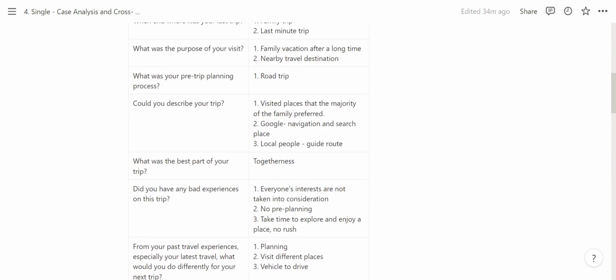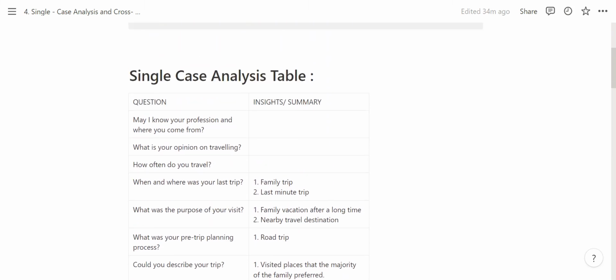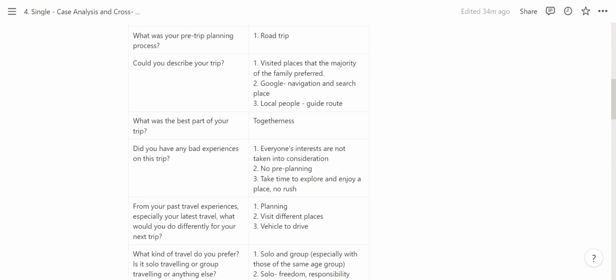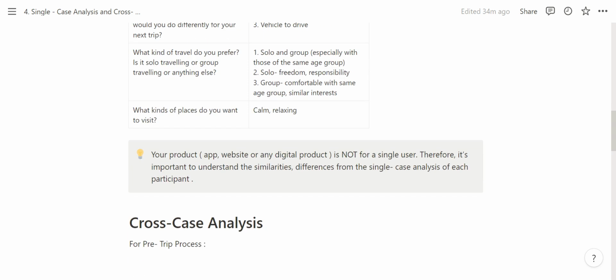Now that you've finished making your single case analysis table, you will have 8 such tables with you if you interviewed 8 different people. But you're not trying to create 8 different apps to cater to the different needs of these different people, right? Therefore, we somehow need to reflect on the similarities and differences from the single case analysis of each of the participants. This is cross case analysis.